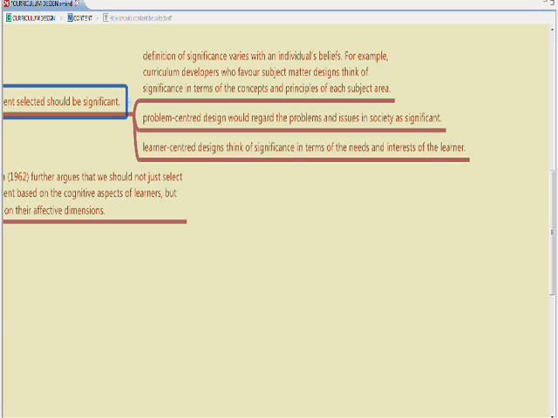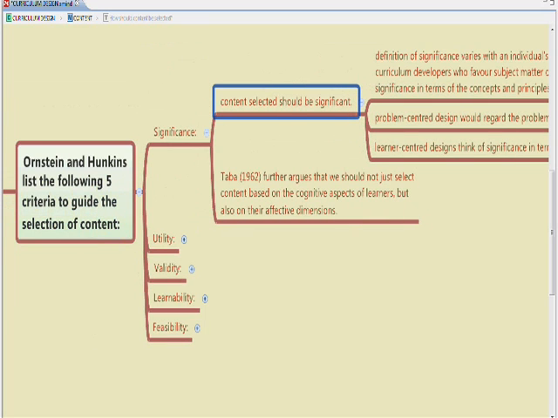So once again, there are three major ways to choose the significance. You can choose it from the content itself because you have a belief that content is king and content is everlasting and a particular body of content needs to be transmitted. Then you can view it from a societal, problem-centered perspective where you believe that certain problems are crucial to society and the curriculum should start from there. And the third one, you are learner-centered. You believe that the learner should be the middle of all learning enterprise. So therefore, you pick content based on suitability to the learner itself.